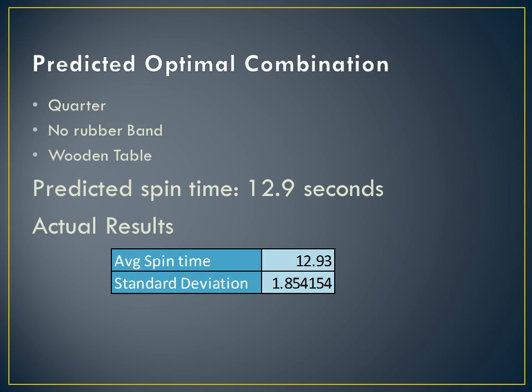We predicted from this data that the optimal combination would be a quarter with no rubber band on a wooden table, and the predicted spin time was 12.9 seconds. The actual results were very close. We almost predicted it spot on.